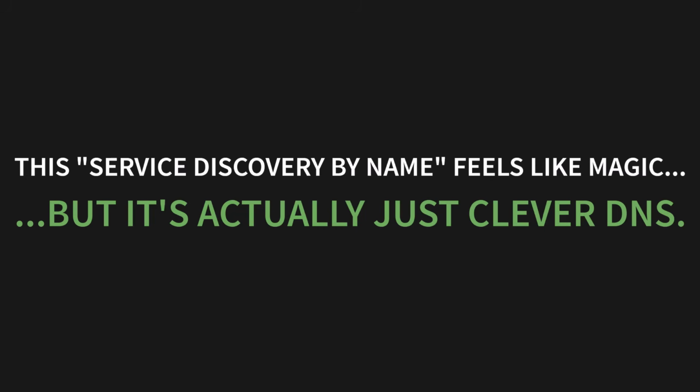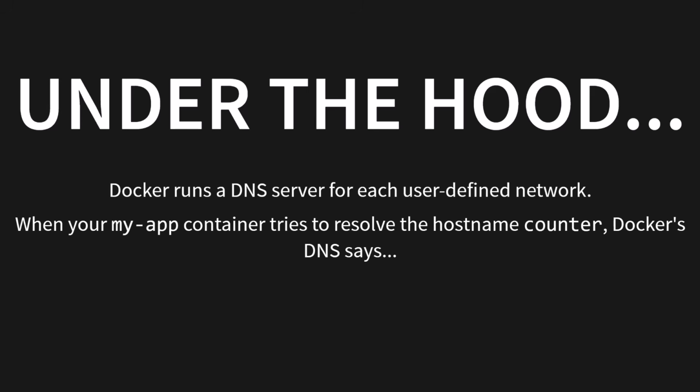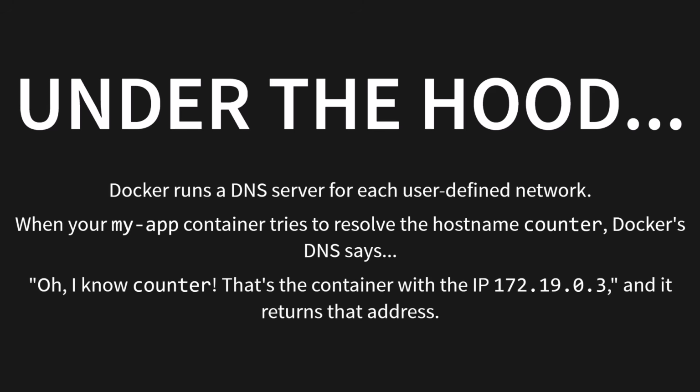This service discovery by name feels like magic, but it's actually just clever DNS. Under the hood, Docker runs a DNS server for each user-defined network you create. When your myapp container tries to resolve the hostname counter, Docker's DNS intercepts it and says, "Oh, I know counter. That's the container with the IP 172.19.0.3," and it returns that address. The request then proceeds as normal.